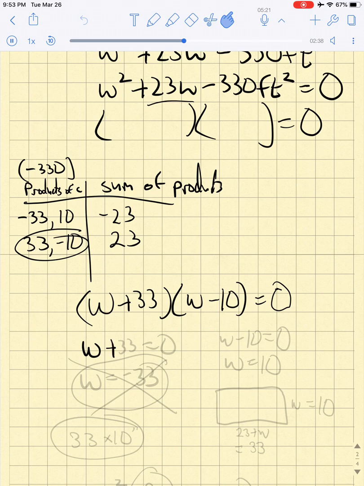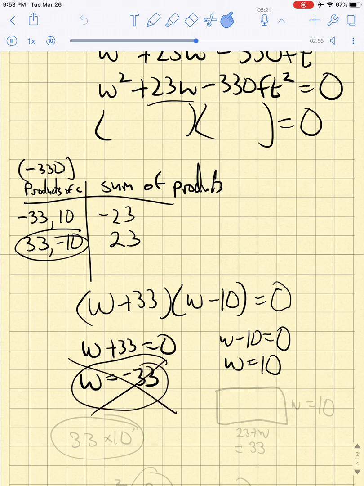So we say W plus 33 equals 0. W equals negative 33. W minus 10 equals 0. W equals 10. Now, this width here, W equals negative 33, is not a real length. Length can only be positive. So this W equals 10 is the only solution.